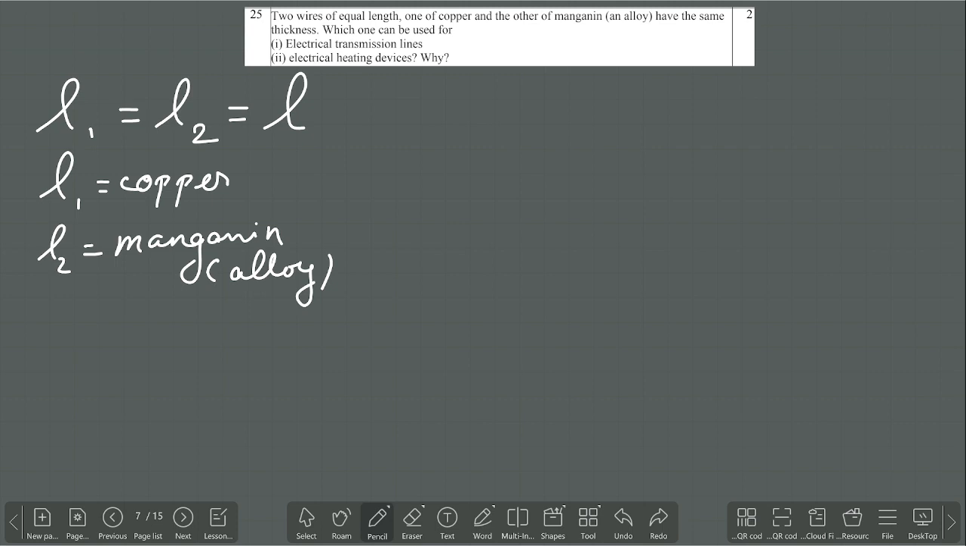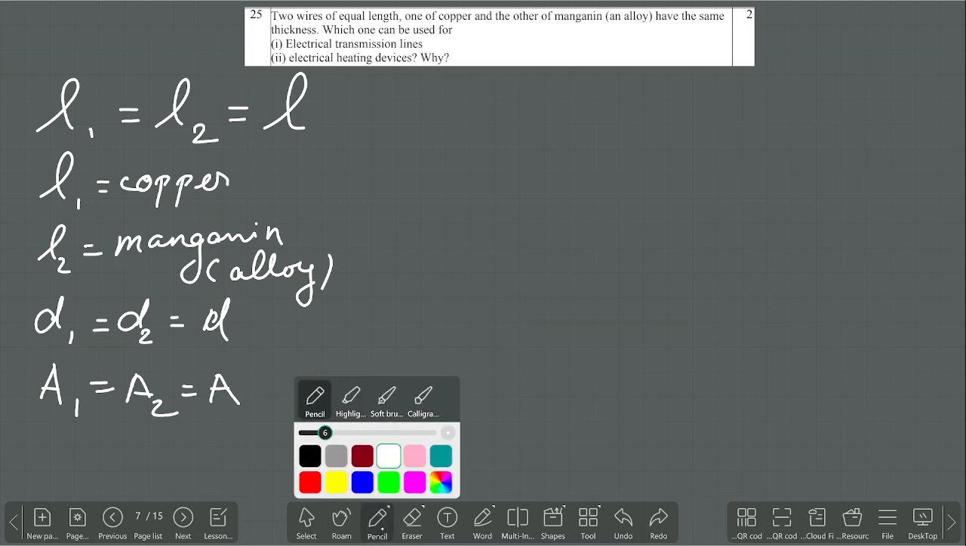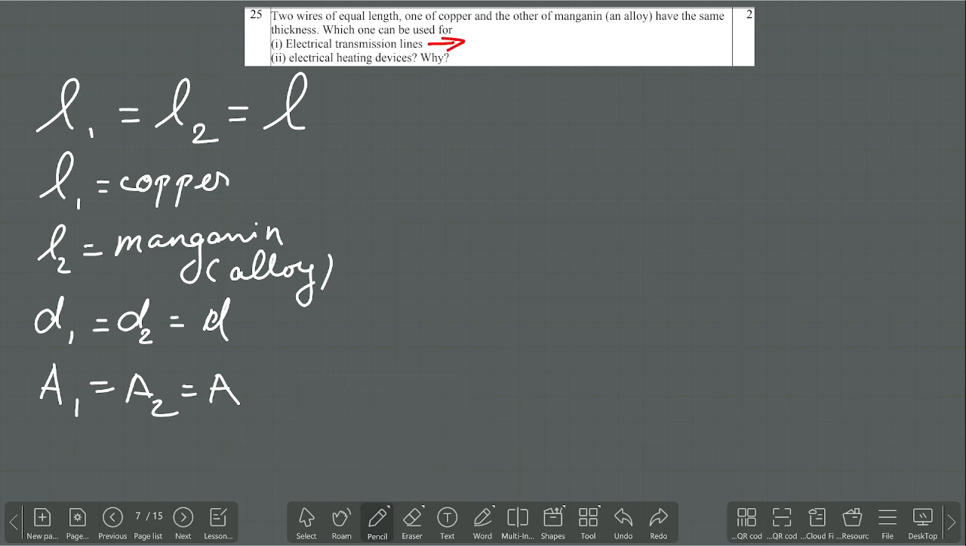Both have the same thickness. That means the diameter of both the wires is going to be the same. If the diameter is the same, then the area of cross section is also going to be the same. Clear? In our question, which one can be used for electrical transmission lines? Can you use an alloy for the electrical transmission lines? No. So what type of wire can you use for an electrical transmission line? We can use the copper.